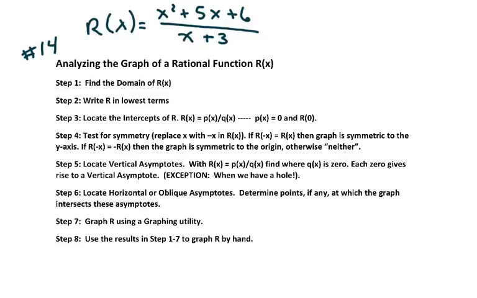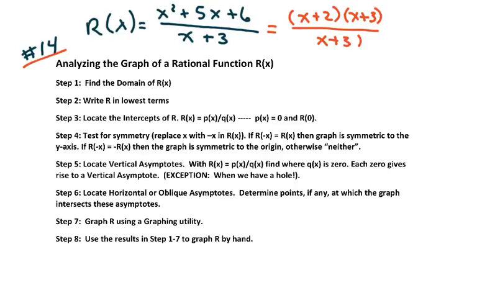Hi everyone, we're going to analyze the graph of a rational function in number 13, 14, and 15. This is 14. These are the ones with the holes. So the first thing I'm going to do is factor: x plus 2 times x plus 3 over x plus 3.